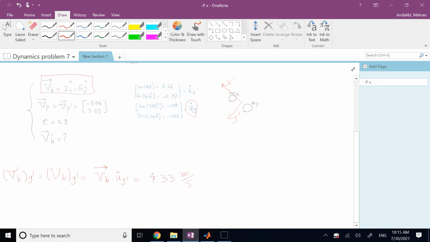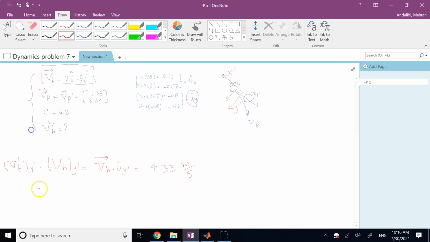Does this make sense? Always check. So your velocity is like this, 2i minus 5j, so it's to the right and downward, something like this, right? That's v of b. Now this v of b, if you decompose it along x and y, you will get a component like this and a component like that, correct? The component along y prime should be positive, and the component along x prime should be what? Negative. So you see, because this one is positive, you probably have done it right.